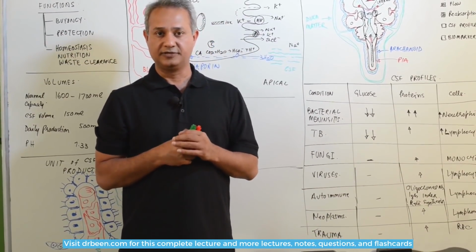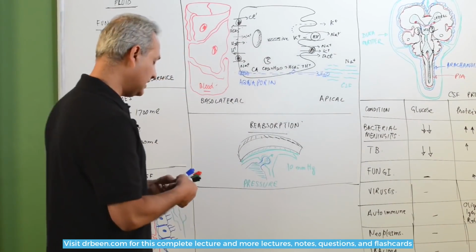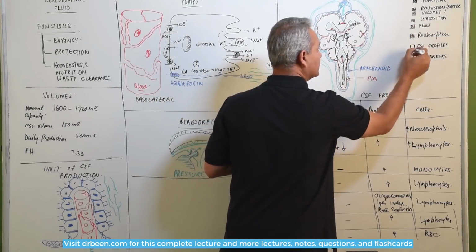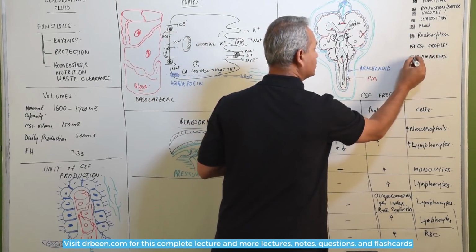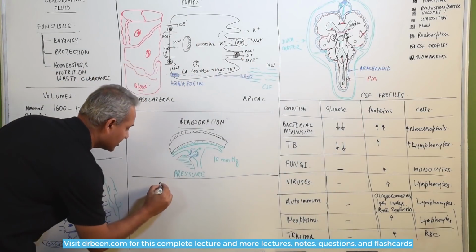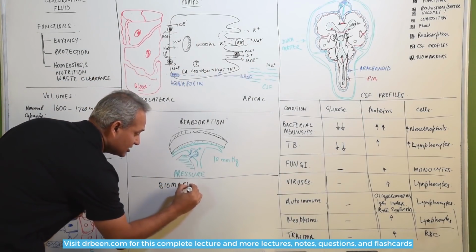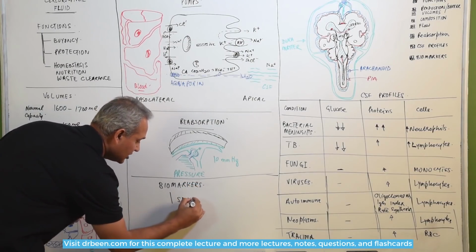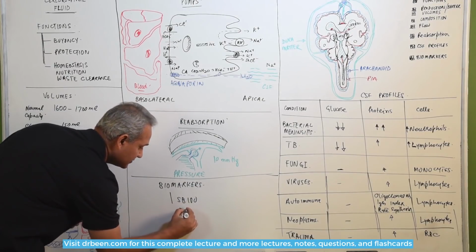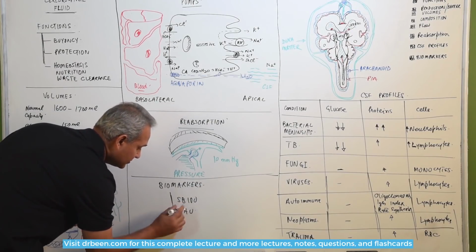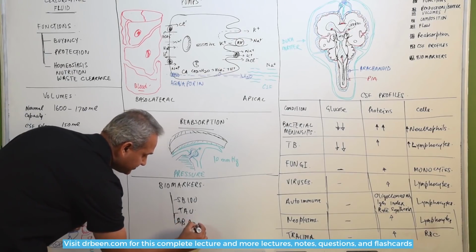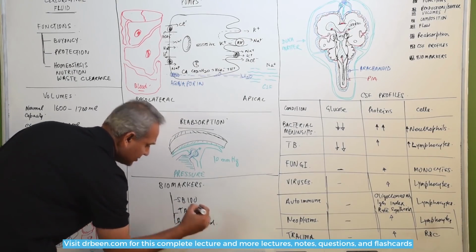Okay, so the last topic for the CSF. We've just done the composition and the CSF profiles. Now we are going to do the biomarkers. The biomarkers that are interesting are number one, S100B, then tau proteins, and then A beta amyloids. So let's very quickly talk about them.